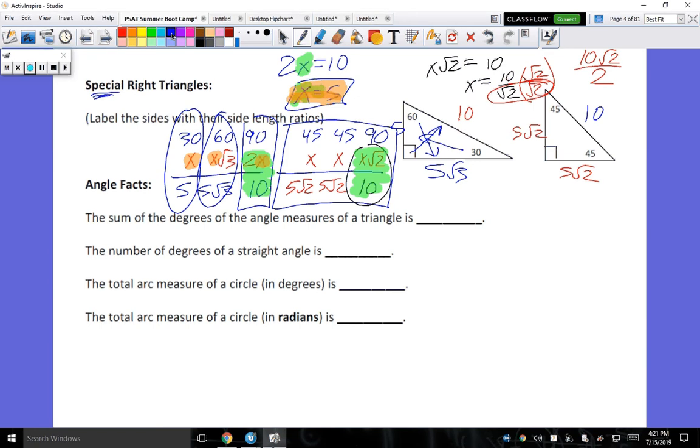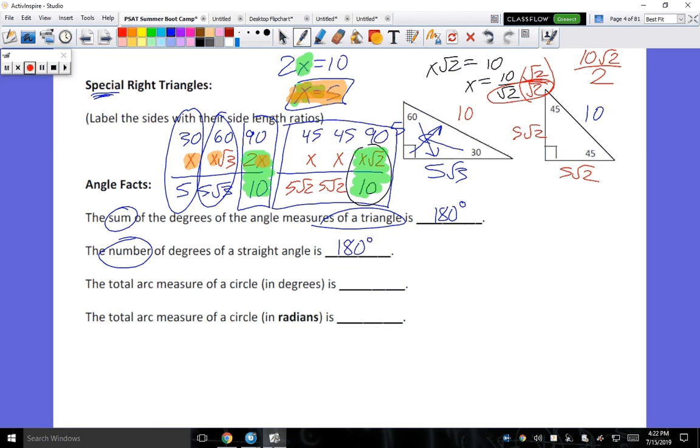The sum of the degrees of the angle measures of a triangle. So the angles inside of a triangle, if I add them all up, how much should they equal? 180. Okay. The number of degrees of a straight line? Not 0, but 180. So don't overthink this.